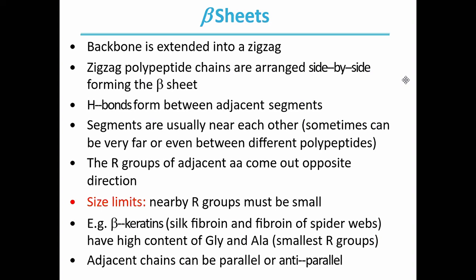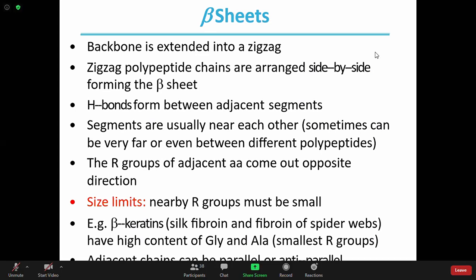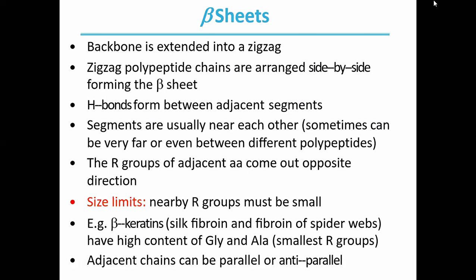The next secondary structure. So alpha, beta, and turn are secondary structures. The primary structure is the sequence of the protein, and from this sequence, we will arrange into secondary structure. So let's look at beta.